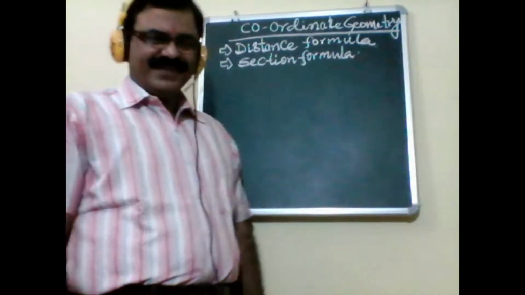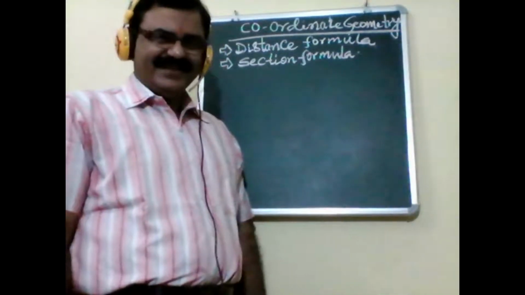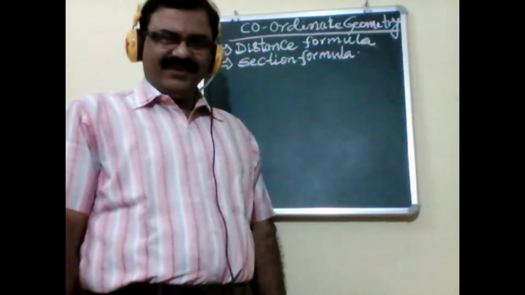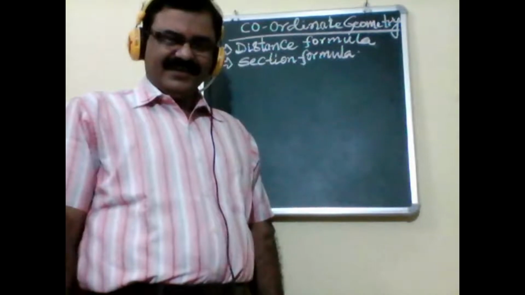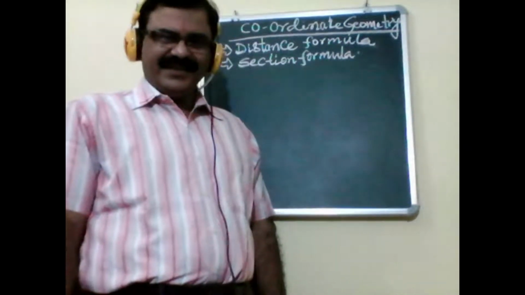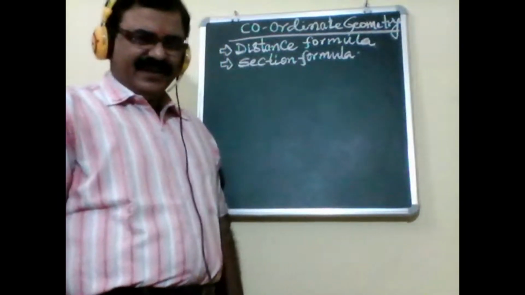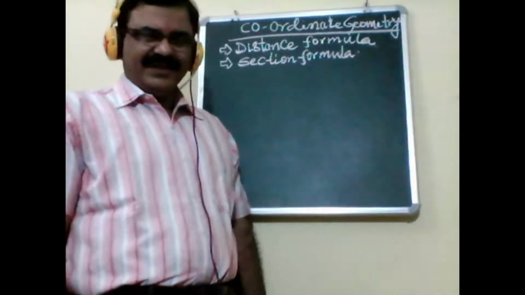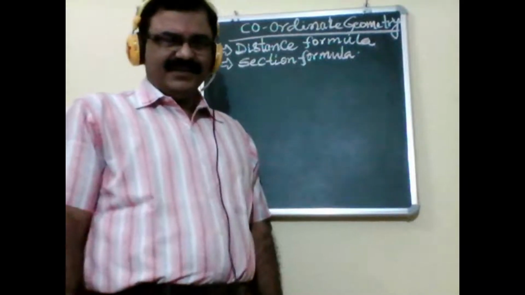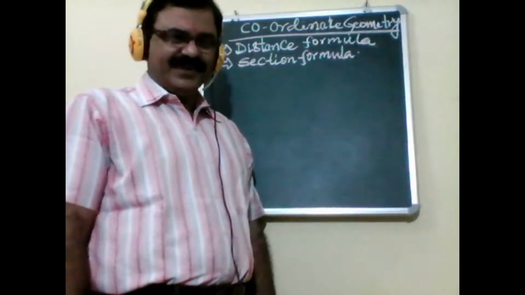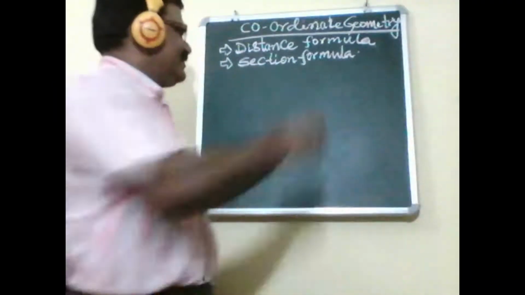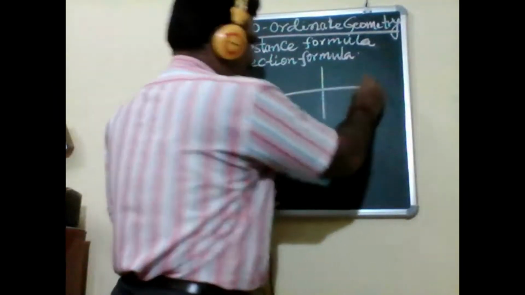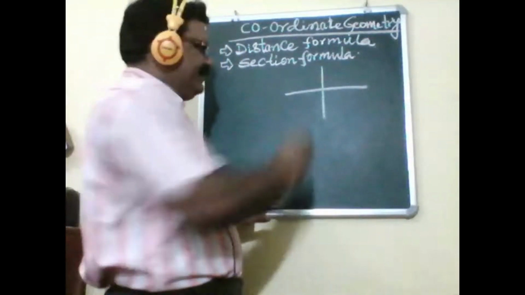Just before I start this chapter, I want to recall the topic related concepts. In our earlier classes, that is in class 9, we have already studied the concept of coordinate geometry. That is, there are 4 quadrants in a plane.